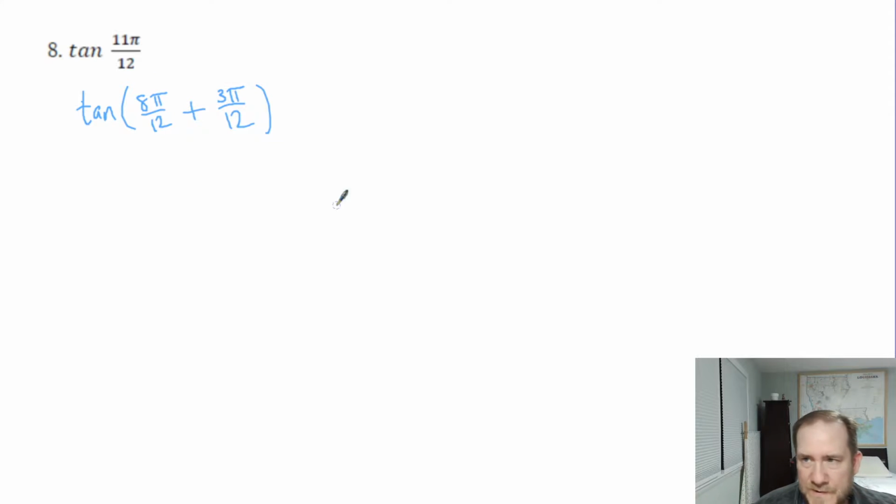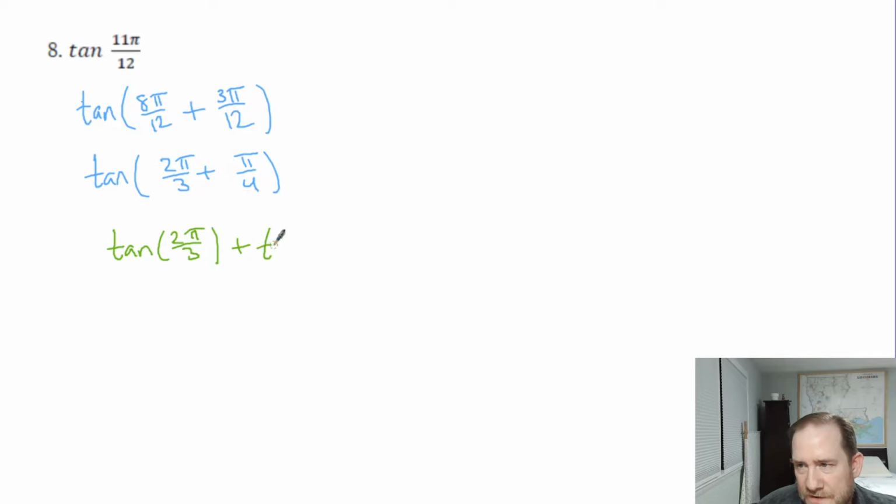That part should be pretty easy by now. You reduce these. So you're really doing tangent of factor out of 4, 2 pi over 3, and 1 pi over 4. All right, so again, we got to expand. This is a sum, so my numerator should be tangent of the first angle plus tangent of the second angle. My denominator should be the number 1 minus the tangent times the tangent.